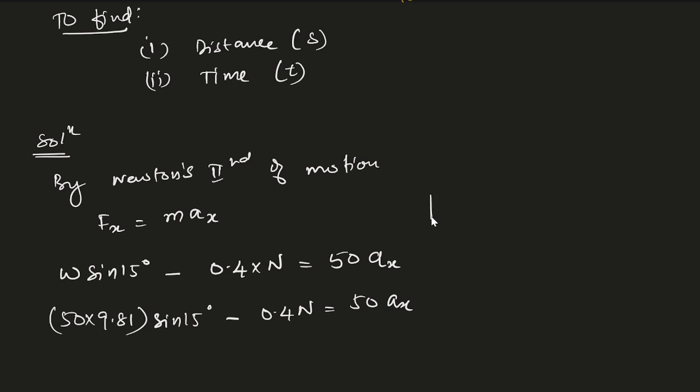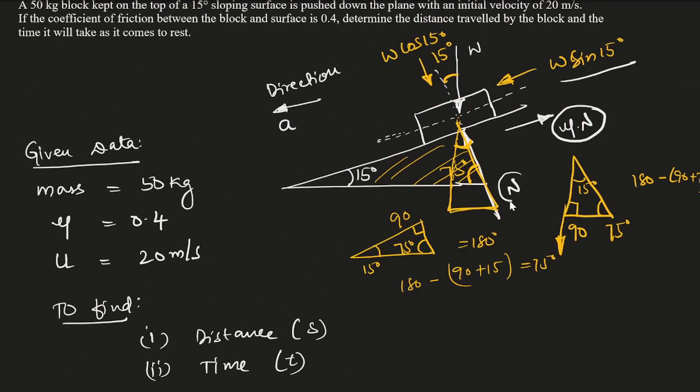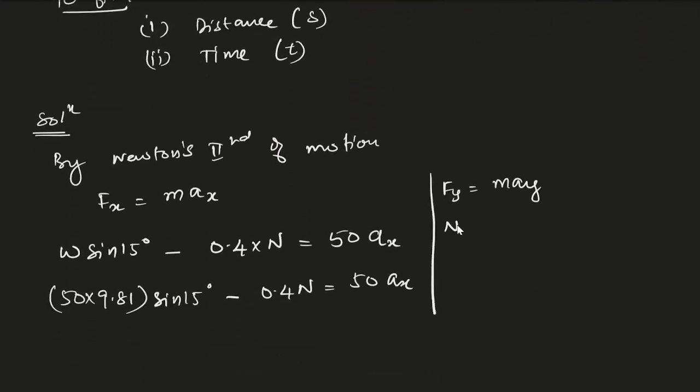Now we use F_y equals m times a_y. In the y direction the box is not moving, so a_y will become 0. In the y direction we have two vertical forces: N positive, and the weight component, 50 into 9.81 cos 15, acting downward. So N minus 50 into 9.81 cos 15 equals 0, because a_y is 0, the box is not moving in the vertical direction.